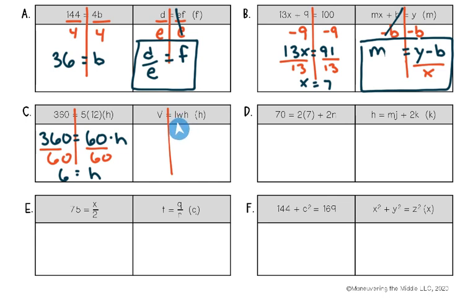L and W is a product, just like 60 was a product here. So I can actually go ahead and divide by LW all in one go. I can divide by LW from both sides. V divided by LW is H.